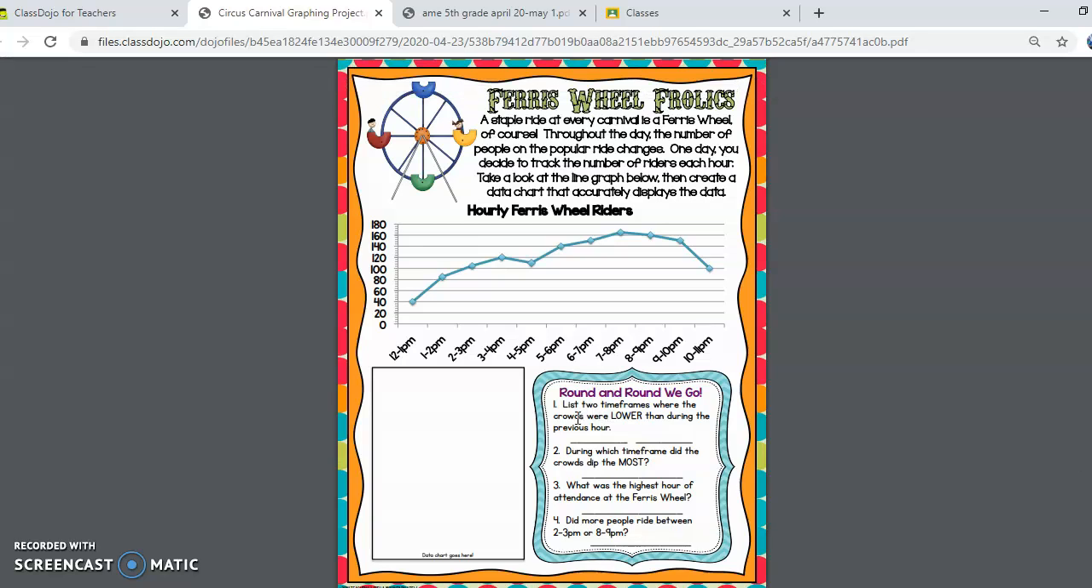So you have questions that say list 2 time frames where the crowds were lower than during the previous hour. So what they're saying is, this would not be your answer because previously it was lower. The amount went up. You need to look for one, like as an example right here, where you had more riders and then it went down. That is what they're asking. Then during which time frame did the crowds dip the most? You're just looking for which one has the most of a decline. So it went down. Which hour had the most? And then you're comparing between 2 and 3 p.m. and 8 and 9 p.m.